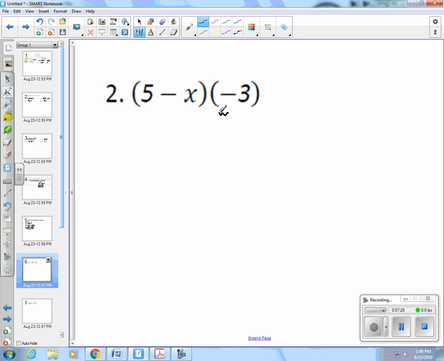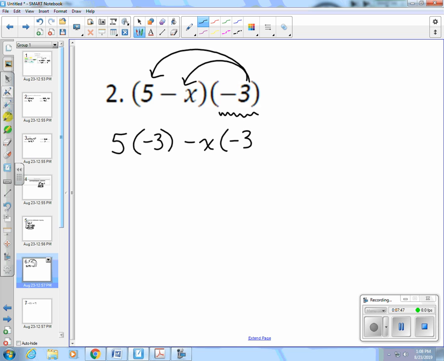Notice that what's outside the parentheses is on the right-hand side this time. So you're going to be multiplying that -3 times the 5 and -3 times -x. So let's write it out so we can see it: 5 times -3 and -x times -3. Well, this 5 times -3 is -15. And a negative times a negative is a positive. So we're going to have a positive, and x times 3 is the same thing as 3x.